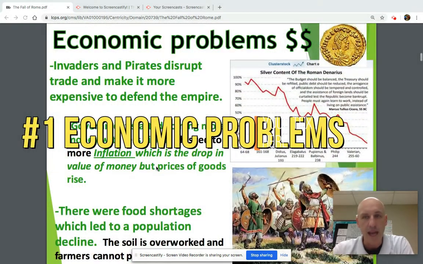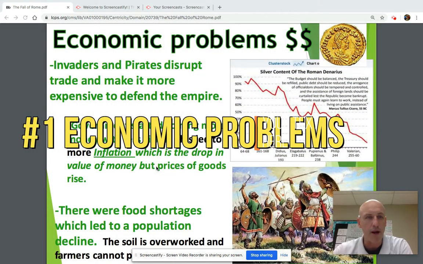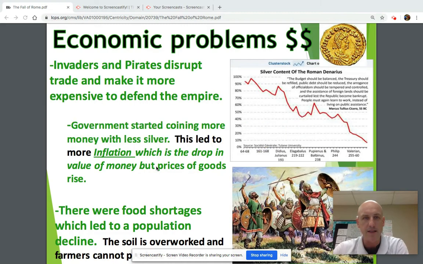All right, first, the economic problems. Okay, so remember, this is money. This is how people get their food, clothing, and shelter. When you take a class in high school, you'll be studying economics. It's how people get food, clothing, and shelter, or get the money that they need to get the food, clothing, and shelter.